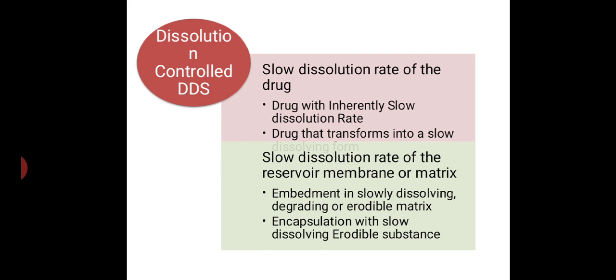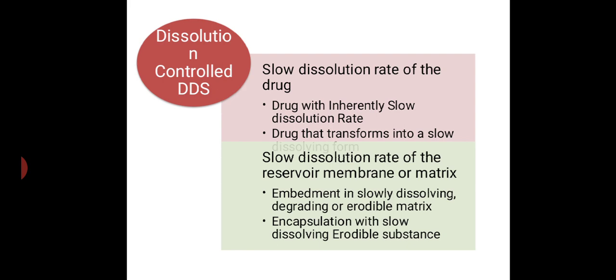And the dissolution controlled drug delivery system, the delivery system that works under the principle of dissolution control, may be based on two things. The first one is controlling the dissolution of the drug, or controlling the dissolution of the polymer membrane or the matrix. The dissolution of any of these can be controlled. If you control the dissolution of the drug molecule, we can achieve an extended control release drug delivery system. If you control the dissolution of the reservoir membrane, it can also achieve a control release drug delivery system.